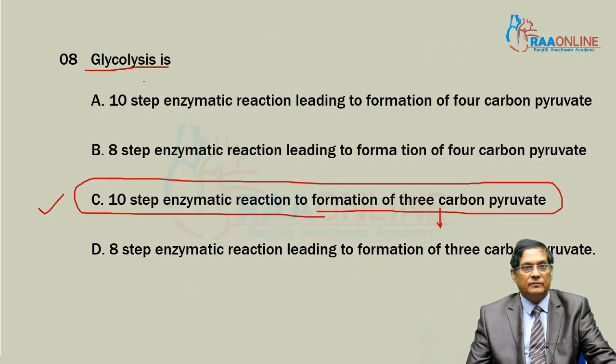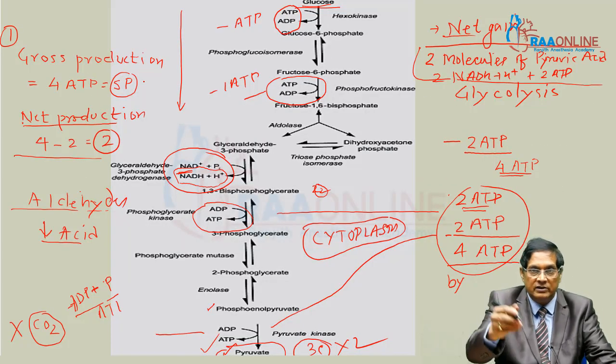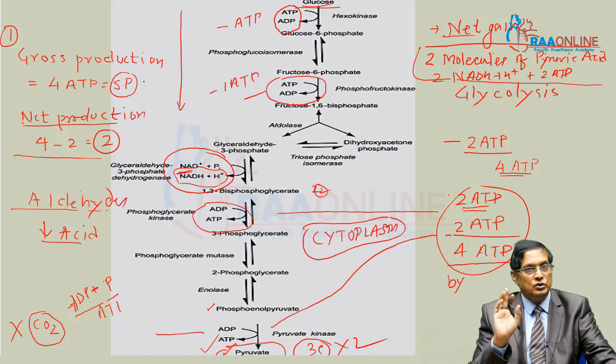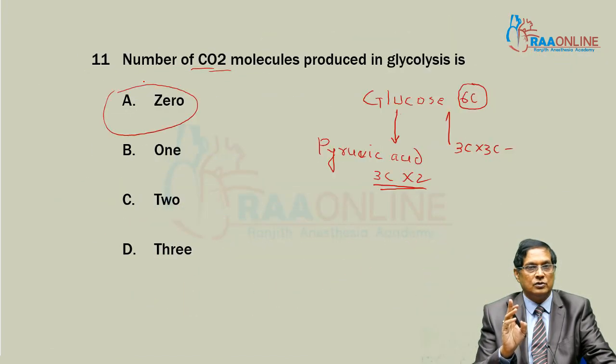You can also confirm from this cycle: in this entire activity, there is no decarboxylation reaction seen during glycolysis. So that's why the answer is 0.